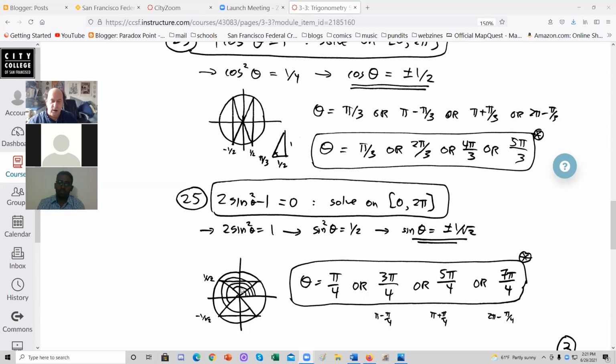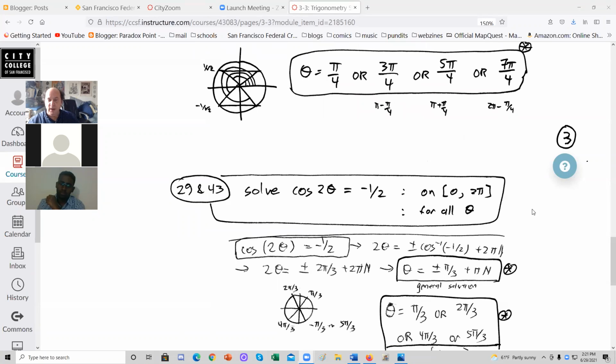These here and here and here and here are 45-degree angles, pi over 4. So we have this, which is at pi over 4, or this, which is at pi minus pi over 4, or this, which is at pi plus pi over 4, or this, which is 2 pi minus pi over 4. So pi over 4, pi minus pi over 4, pi plus pi over 4, 2 pi minus pi over 4. That comes out to pi fourths, or 3 pi fourths, or 5 pi fourths, or 7 pi fourths.